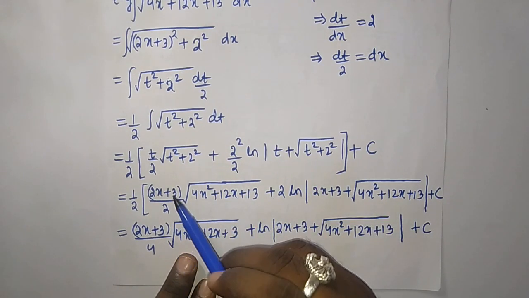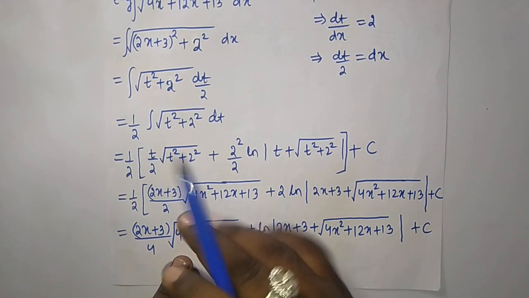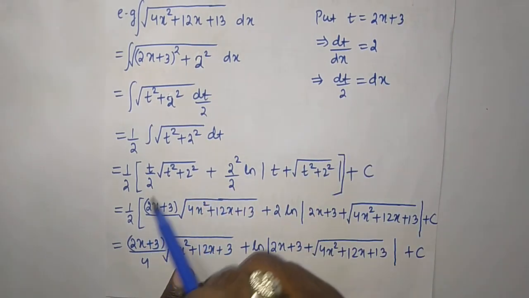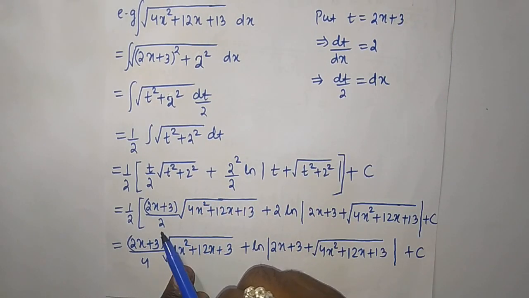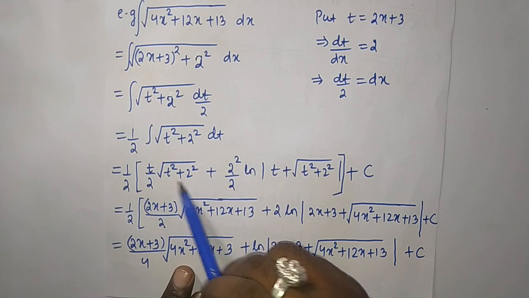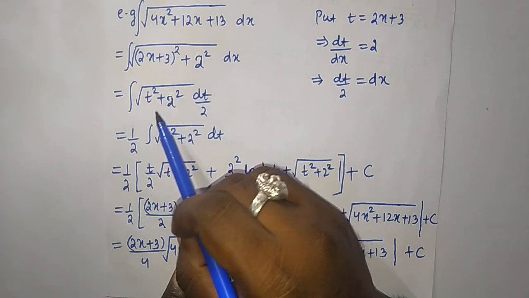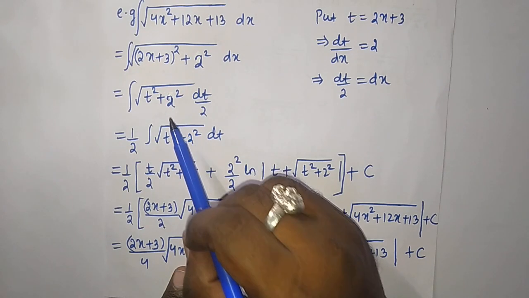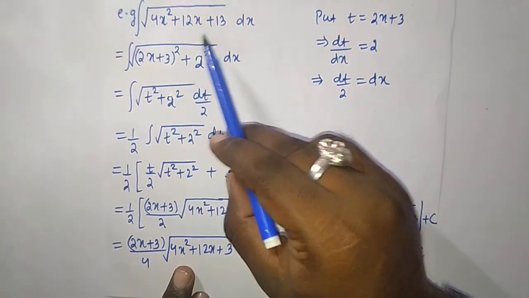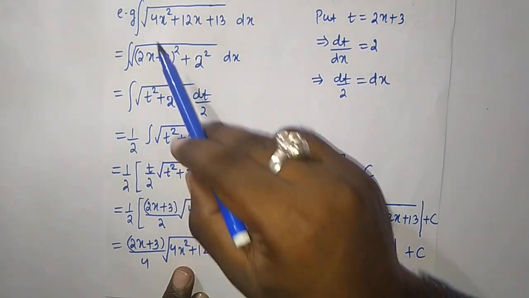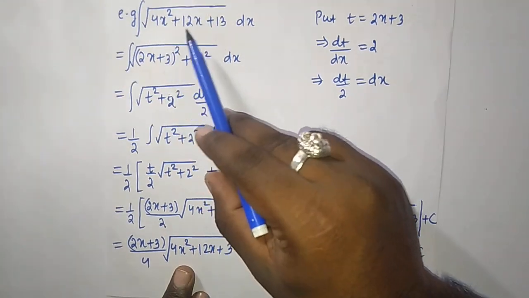By simplifying, first we put 2x plus 3 in place of t, so it becomes 2x plus 3 divided by 2 under root of t square plus 2 square. See, root of t square plus 2 square came from this form, 4x square plus 12x plus 13.